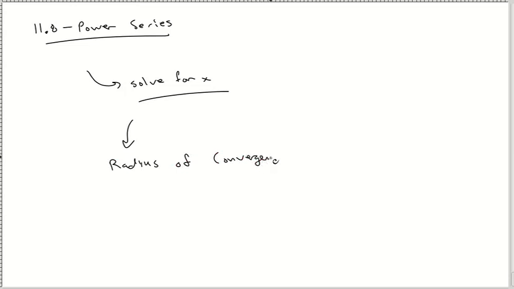Or, I guess, for chapter 11, what we're going to do here is solve for x. So we're going to solve for x. Basic stuff here, right? We've done this forever. Our answers, though, must come in the form of a radius of convergence and an interval of convergence.